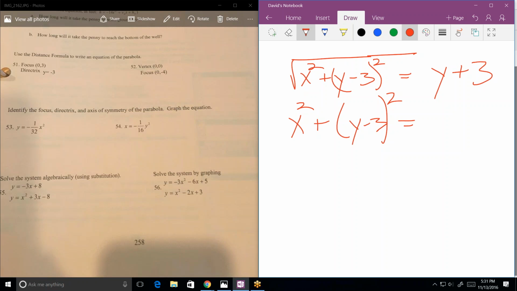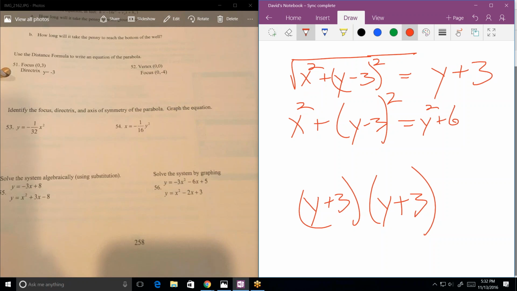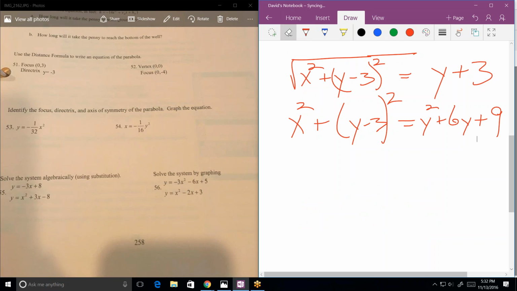Y squared plus 9. No, that's not right. The reason I laughed is because everybody says that. Here's what you're doing: you're multiplying y plus 3 times y plus 3. You have to FOIL that. You can't just say y squared plus 9. What do you get when you FOIL that? You get y squared plus 6y plus 9. Notice the difference. That's a huge difference. You cannot get it correct if you say y squared plus 9. You're missing this 6y term here.